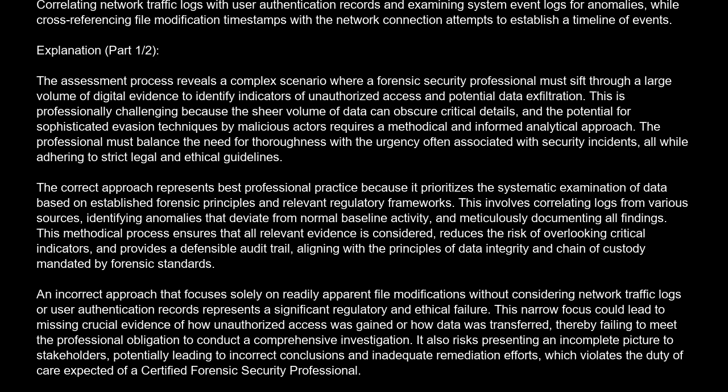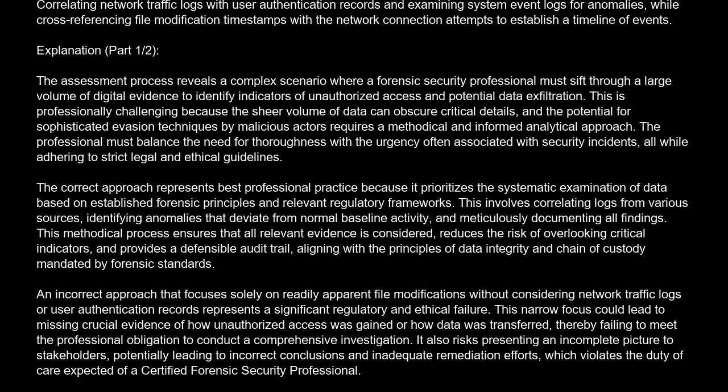The correct approach represents best professional practice because it prioritizes the systematic examination of data based on established forensic principles and relevant regulatory frameworks. This involves correlating logs from various sources, identifying anomalies that deviate from normal baseline activity, and meticulously documenting all findings. This methodical process ensures that all relevant evidence is considered, reduces the risk of overlooking critical indicators, and provides a defensible audit trail, aligning with the principles of data integrity and chain of custody mandated by forensic standards.